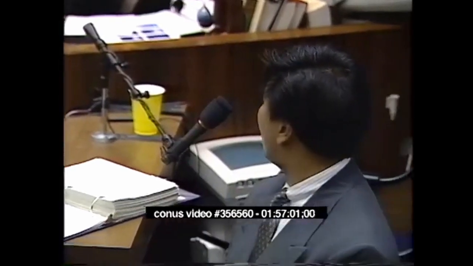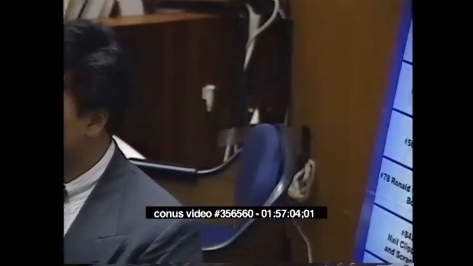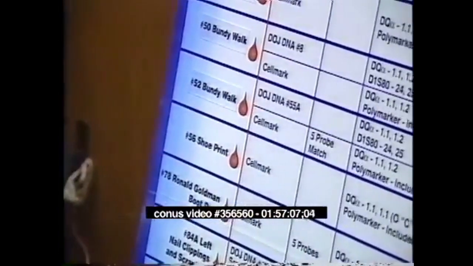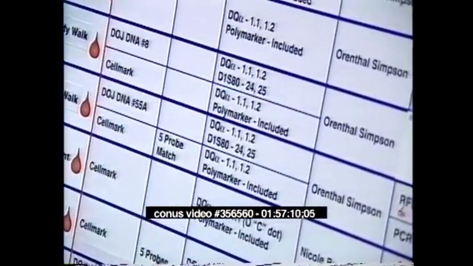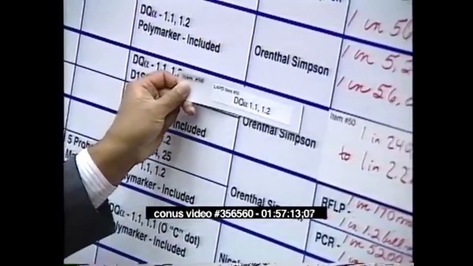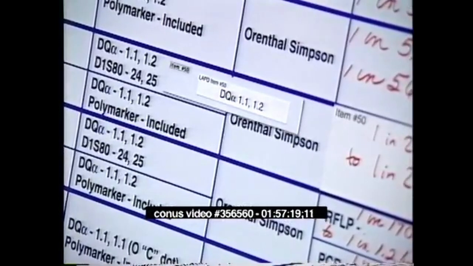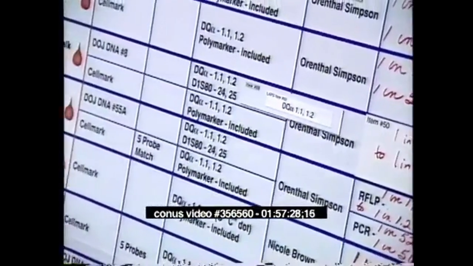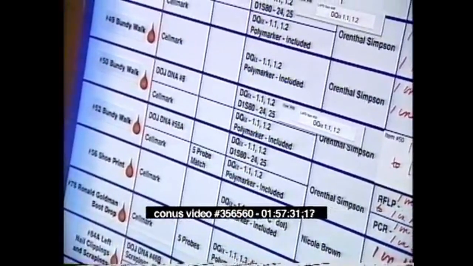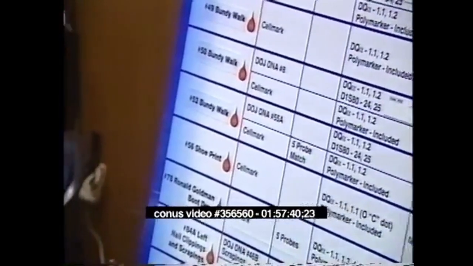On number 50, I got 1.1, 1.2. Okay, would you place this cover to the right of the DOJ DQ alpha results? And if our board is correct, you got the same results as DOJ and Cellmark did in the processing of that stain? Yes. Okay, did you process the 50 substrate control through the entire process just as you did the others? Yes, I did. And did you produce any typing results for the substrate control for item 50? No.